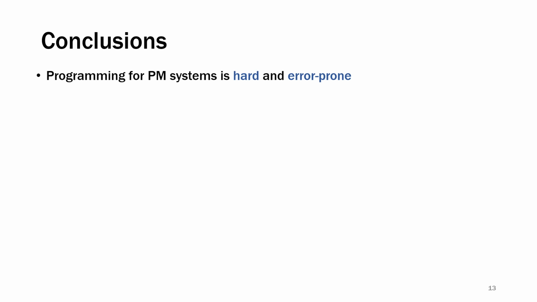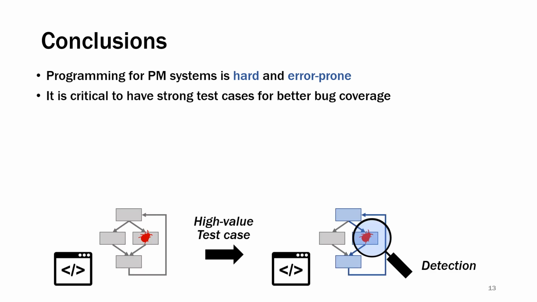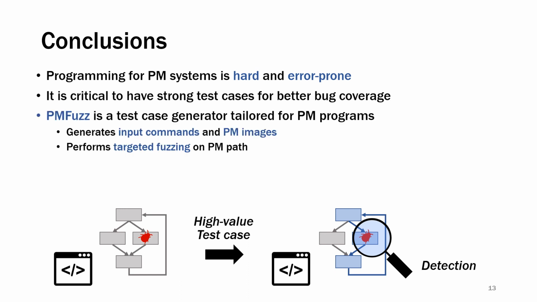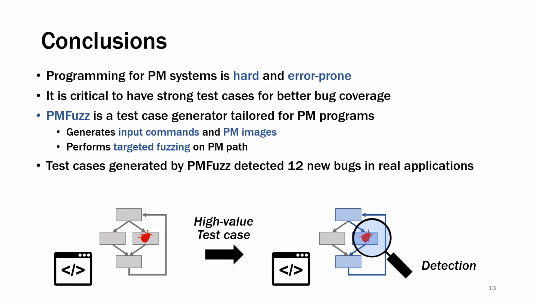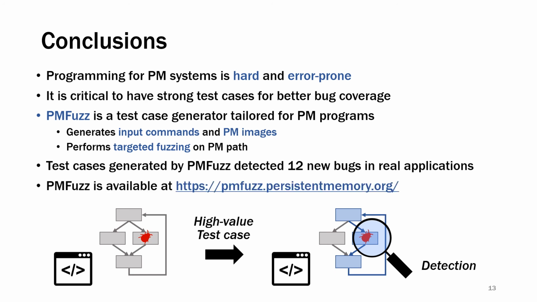Finally, I'd like to summarize this work. Programming for persistent memory systems is hard and error-prone. It is critical to have strong test cases for better bug coverage. PMFuzz is a test case generator tailored for persistent memory programs. Test cases generated by PMFuzz can detect 12 new bugs using our existing work, XDetector, and these new bugs cannot be easily detected with simple test cases. The artifact is available at the following link.